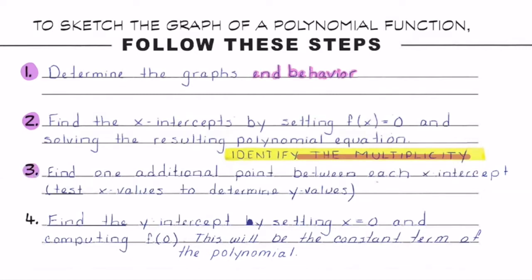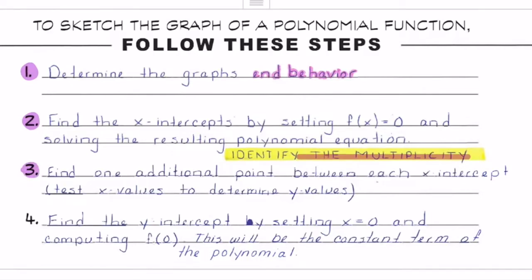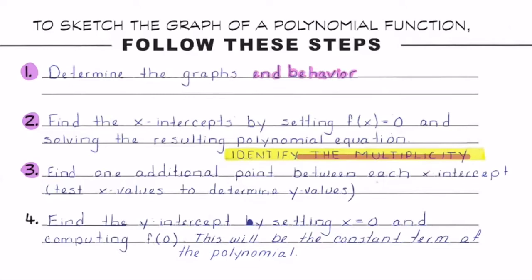Next, you want to find one additional point between each x-intercept. I'm only looking for one extra point here, so if the y-intercept is in between that x-intercept value, then that's fine. You can use that point. So just one additional point between every x-intercept. And lastly, you want to find the y-intercept by setting x equal to 0 and computing f of 0. This will always end up being the constant term, only if the polynomial is in standard form.